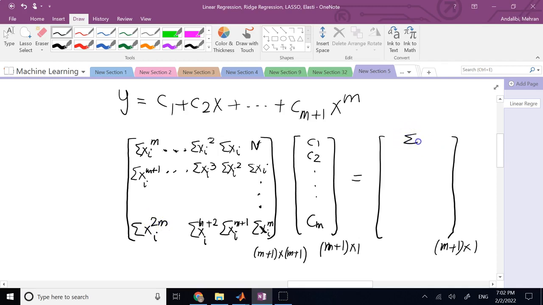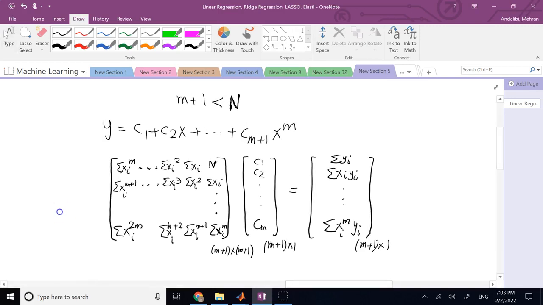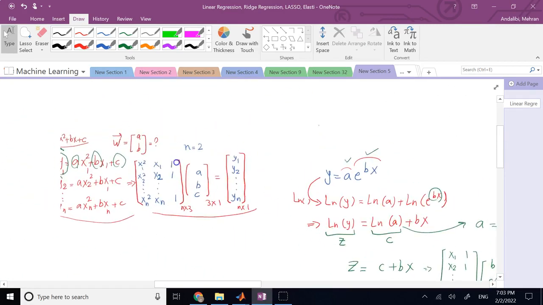And here you have summation of yi, summation of xi yi, and all the way to summation of xi to the m times yi, right? Because again, this is power 0, goes all the way to power m. Okay, so this is for a polynomial of order m. Again, m or m plus 1 should be quite less than n if you don't want to go with overfitting. So this is linear regression.